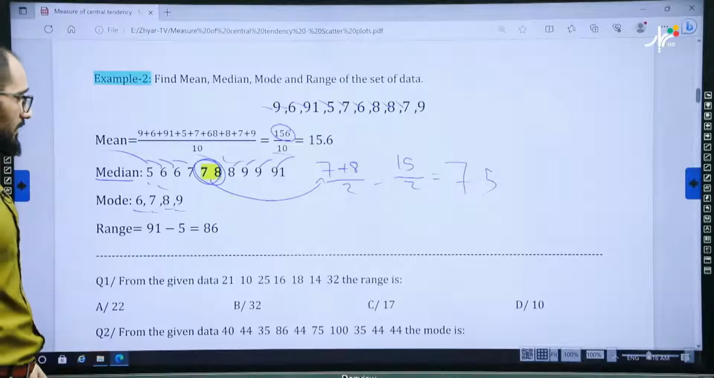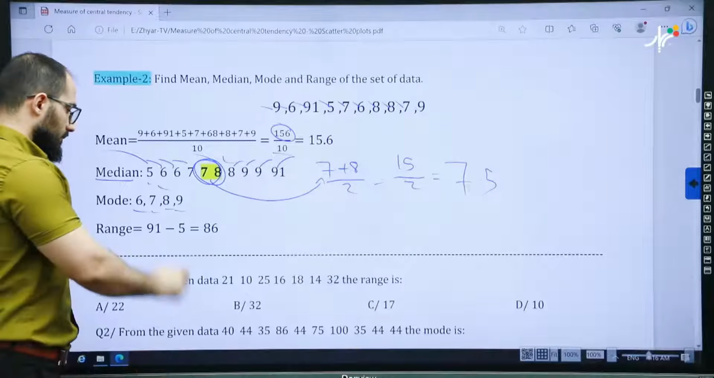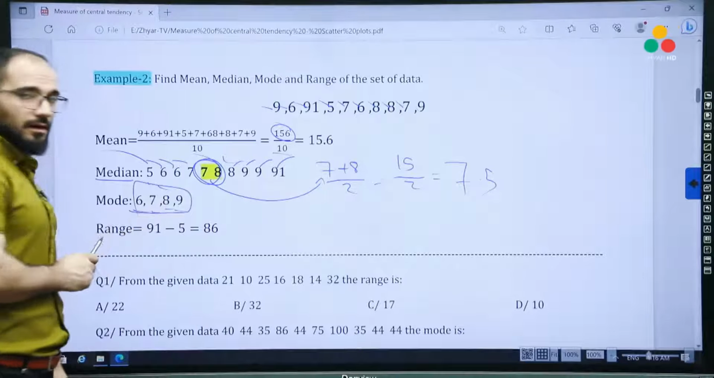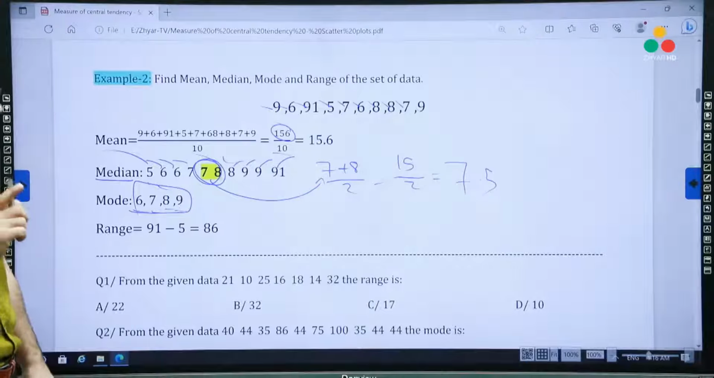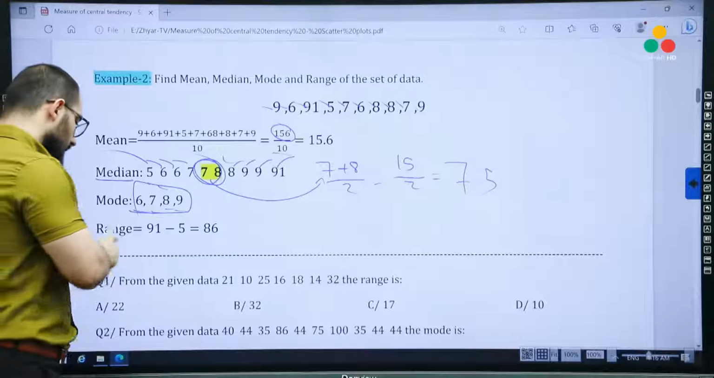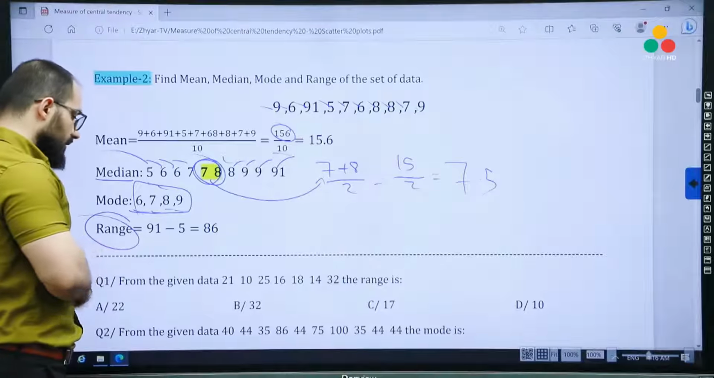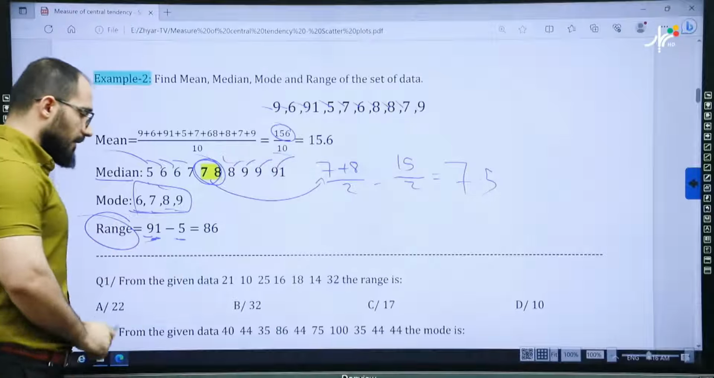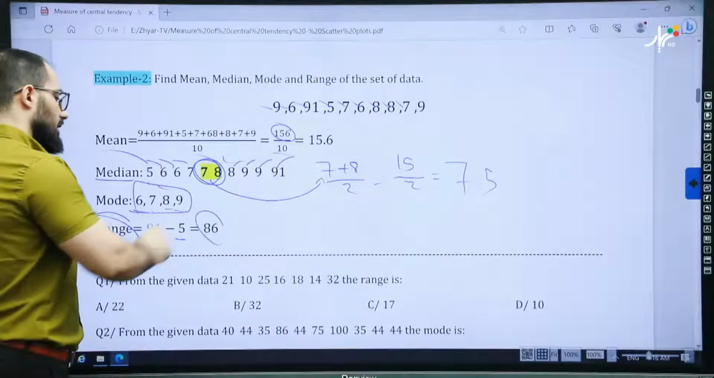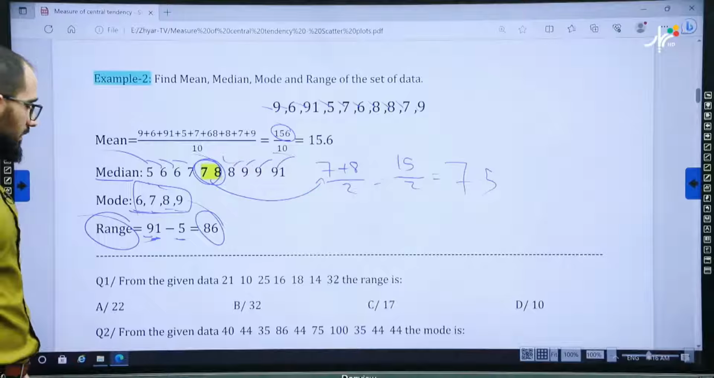Then the mode is 6, 7, 8, 9, because 6 repeated 2 times, and 8, 7, and 9 as well. They have repeated 2 times. That's why we have 4 modes. Be careful. Sometimes you have more than one mode. Mode is not unique. Then the range: the greatest data minus the least data is 91 minus 5, which is 86.